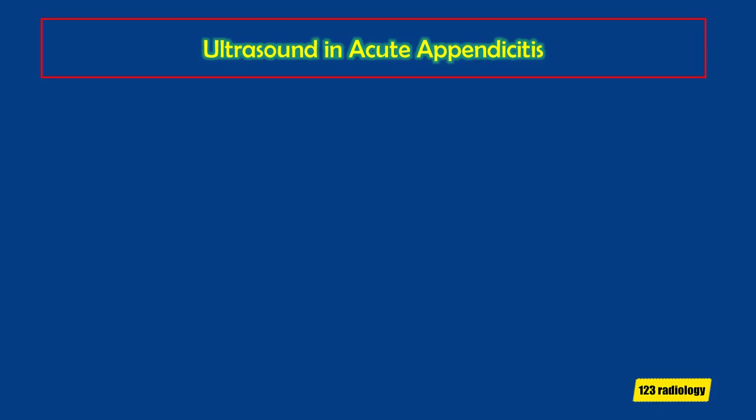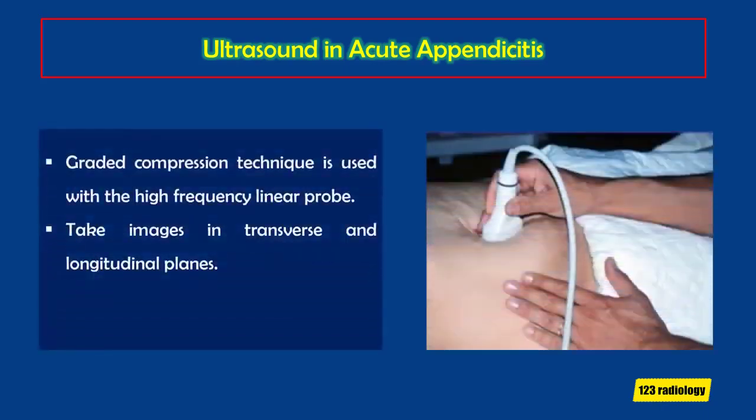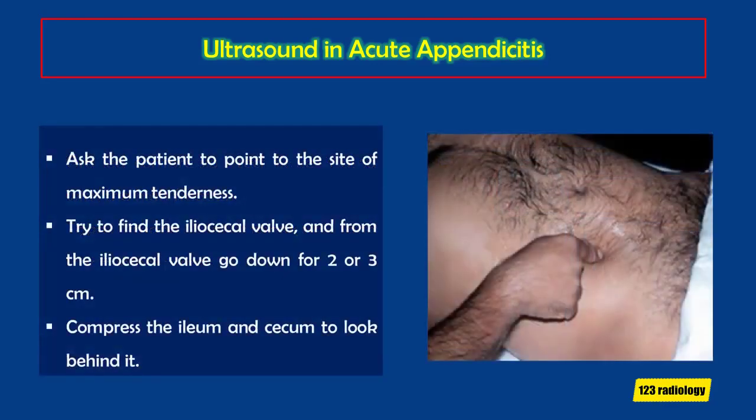Ultrasound is the first imaging study of choice in acute appendicitis. Graded compression technique is used with the high-frequency linear probe. You take images in transverse and longitudinal planes, and you scan from the iliac crest to the bladder. When you are going to do the examination, first ask the patient where is the site of maximum tenderness, and have them point with one finger. Because self-localization helps to find the appendix easily.